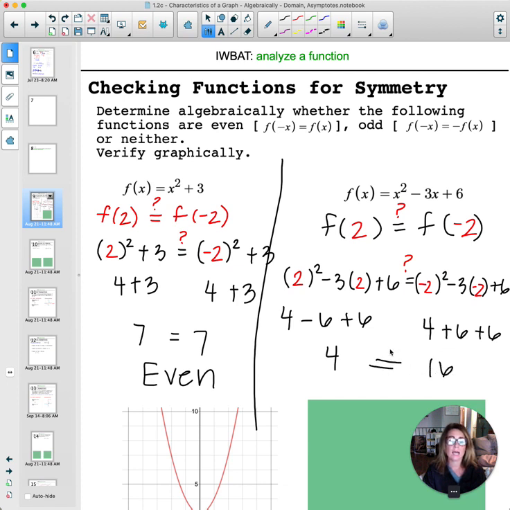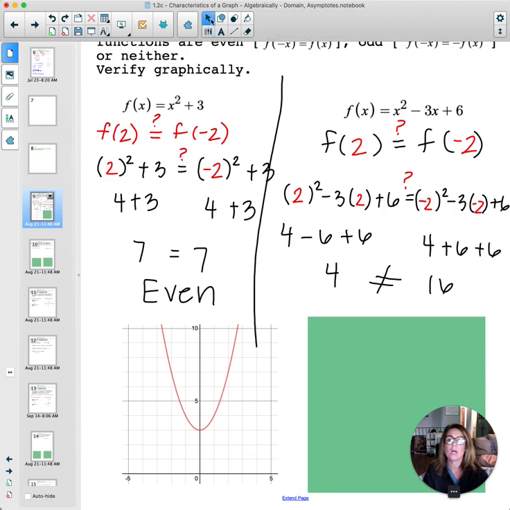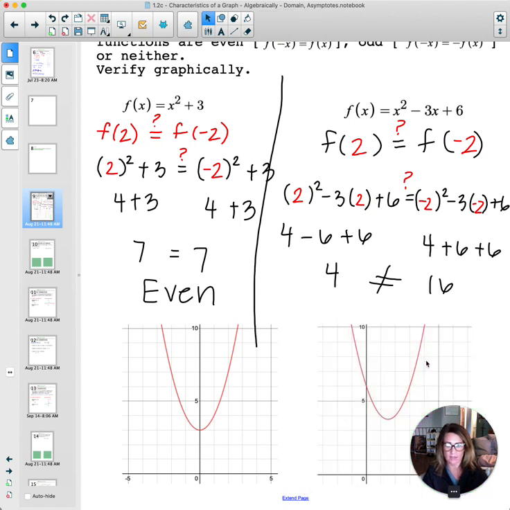These are not equal, so it's not even, and they are not opposites, so it's not odd. So this does not have symmetry around the y-axis or the origin, if we look at the graph. This one was just moved over. It does have a line of symmetry, it's just not the y-axis. So this one is neither.